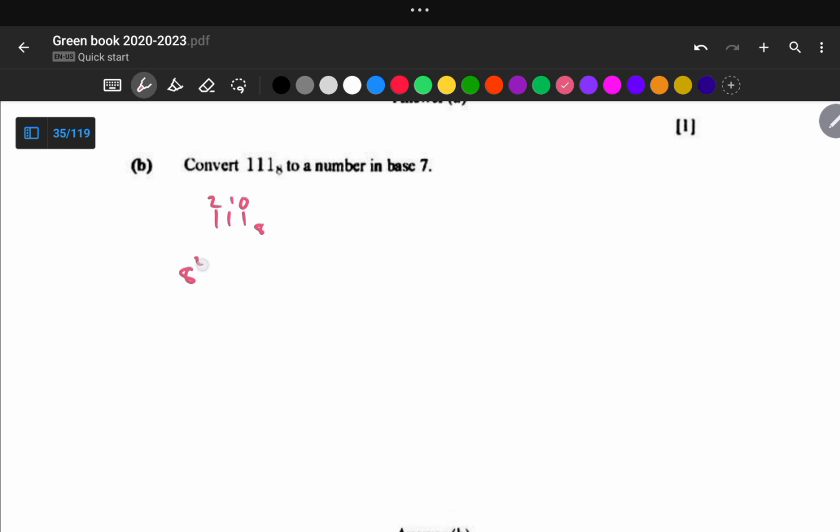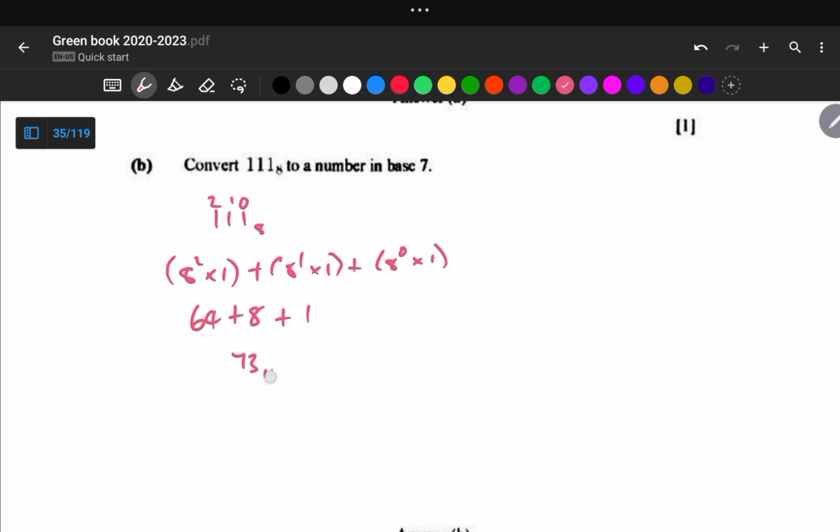So it is 8 to the power 2 by 1 plus 8 to the power 1 by 1 plus 8 to the power 0 by 1, like this. So 8 to the power 2 is 64, plus 8, plus 1. So 64 plus 9 gives us 73.